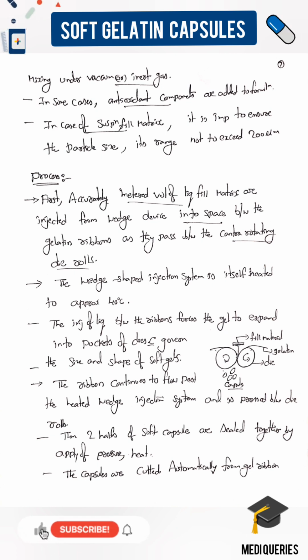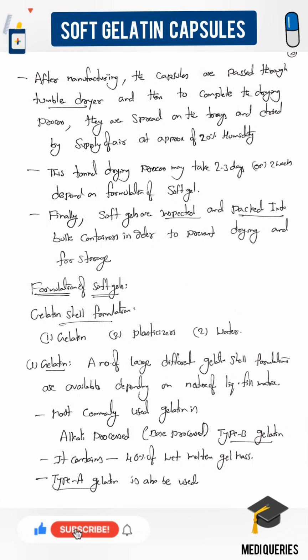The injection of the liquid between the ribbons forces the gel to expand into the pockets of the dies, which have grooves the size and shape of the soft gelatin capsules. Here the ribbon continues to flow past the heated wedge injection systems and is pressed between the die rolls. Then the two halves of the soft capsules are sealed together by applying pressure and heat. Then capsules are cut automatically from the gel ribbon. So this is how we get the soft gels.